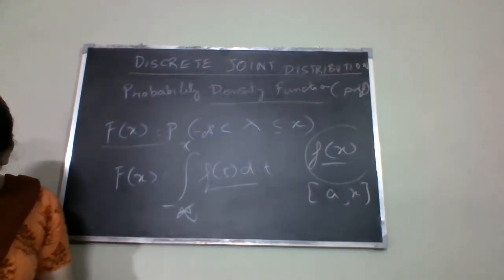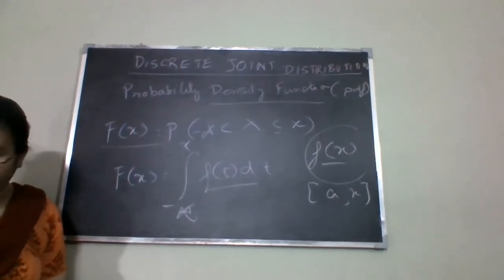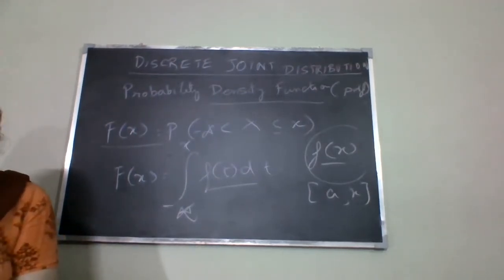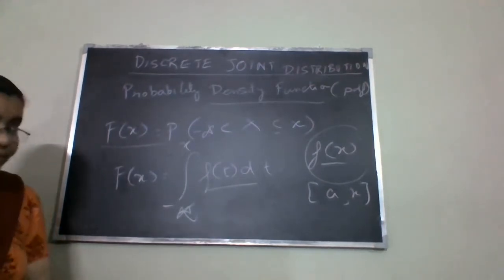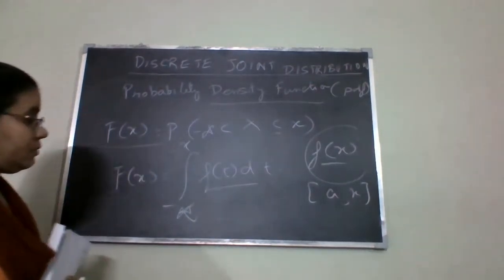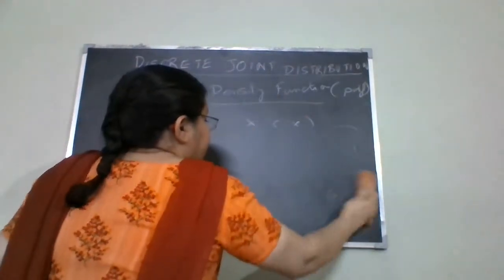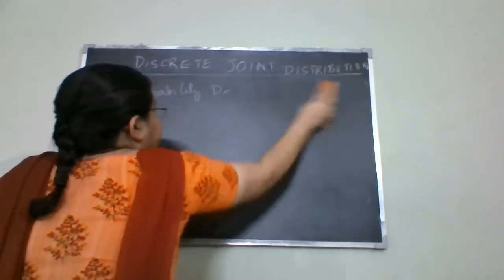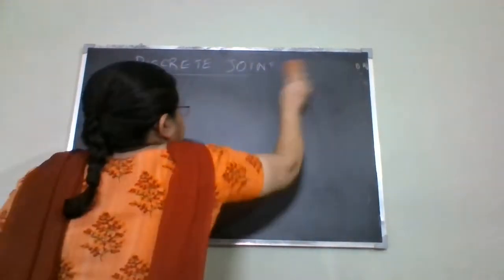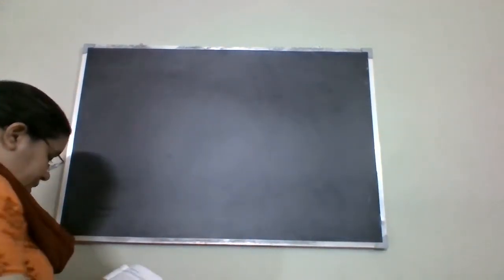Now let's study some fundamental properties of PDF. Fundamental properties of probability density function. Let's study them. What are the fundamental properties? Property number 1: if f(x) is a PDF of a random variable capital X.